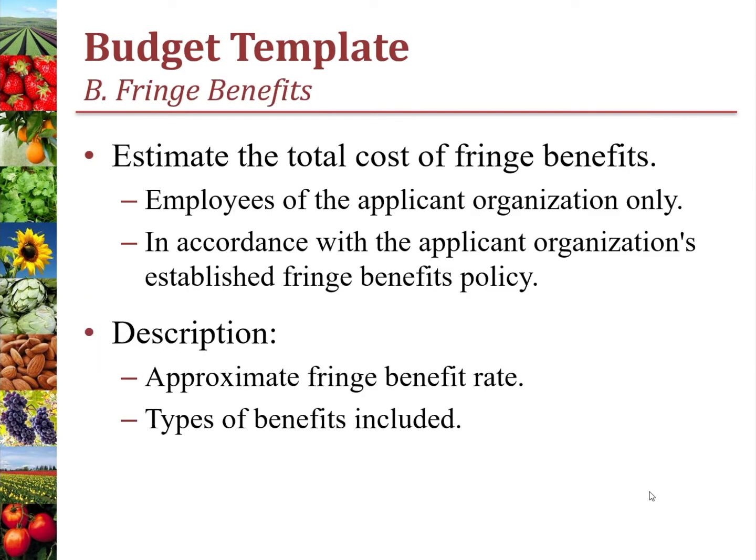Category B is fringe benefits. Fringe includes benefits like paid leave, health insurance, pensions, and unemployment, and is calculated as a percent of an employee's salary. In the amount requested column, list the total estimated fringe benefits costs for employees of the applicant organization determined in accordance with the applicant's established fringe benefits policy. In the description column, provide the approximate fringe benefit rate and the types of benefits included.